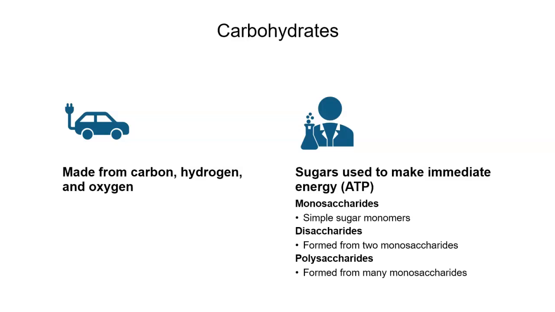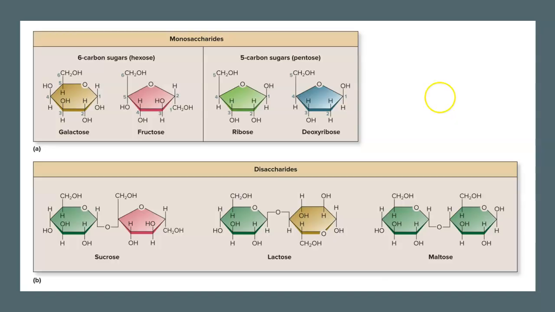The least complex of the carbohydrates are what we call monosaccharides, which simply means it's one sugar, one monomer. A disaccharide is when you have two sugars, monosaccharides, put together. Polysaccharides are formed from many monosaccharides. So let's go back to our terminology. The polymer is the carbohydrate. The monomer is the single sugar, which is called a monosaccharide.